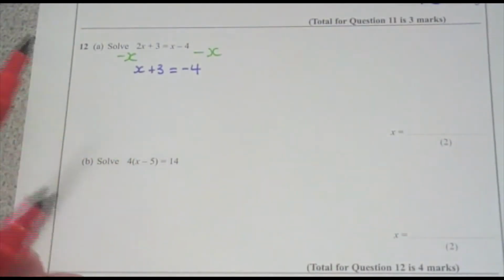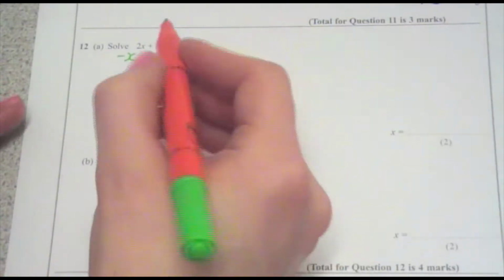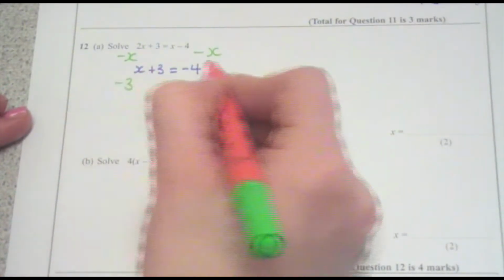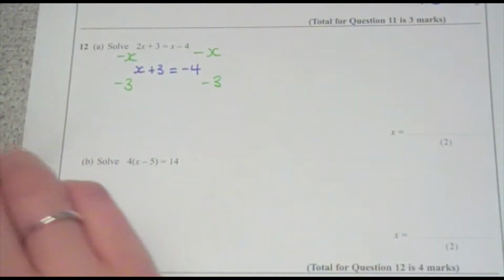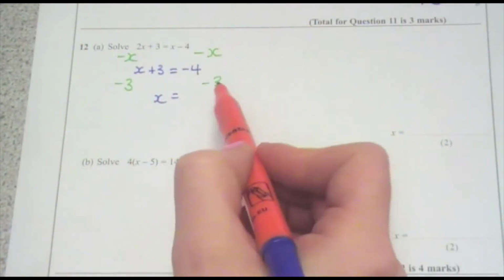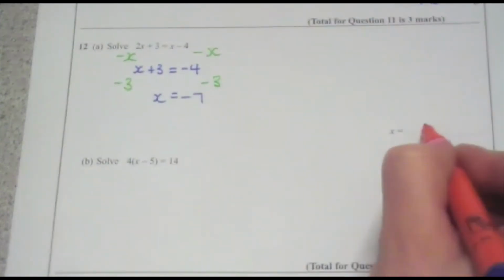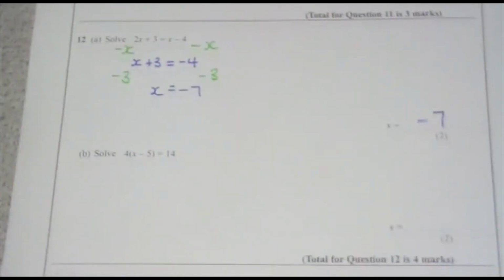Alright, I now need to solve it to find out what x is. And in order to do that, I need to get rid of this plus 3, so I'm going to take away a 3 from both sides. If I take away a 3 from this side, I'm just left with x. If I take away 3 from minus 4, I'm left with minus 7. So my answer is minus 7.